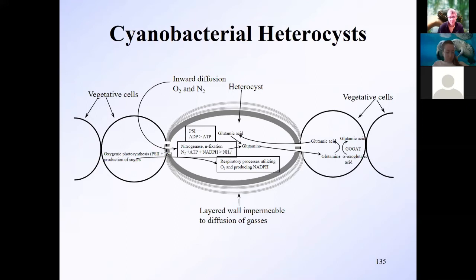Then the other thing that this does is it takes the ammonium and immediately reacts it with glutamate into glutamine, and then this goes through that GOGAT process that we had on the prior slide. Then they transport that out continuously into the other cells. So the vegetative cells are pushing carbon in, and in return, the heterocyte is pushing nitrogen out into the vegetative cells, so it allows them to grow.